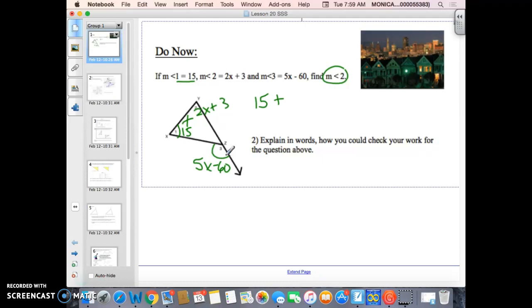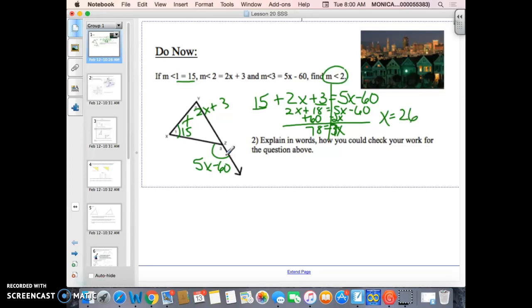So when I'm setting up my algebraic equation, it should look like this. And then I'm just going to do what we've been doing, combine my like terms. I'm going to go ahead and add 60 and then subtract 2x so I can stay in the positive. So that's 78 equals 3x. And then 78 divided by 3 is going to equal 26.